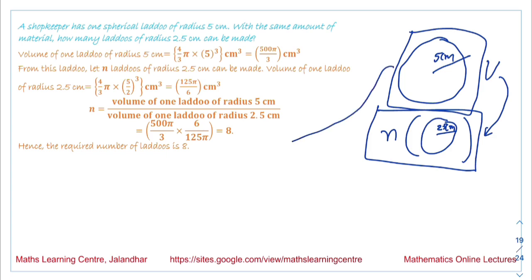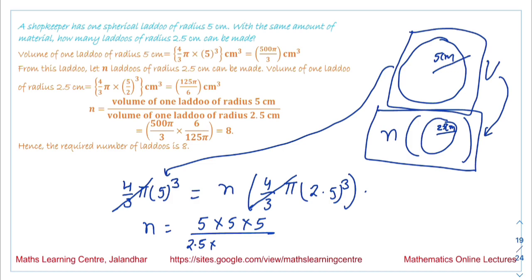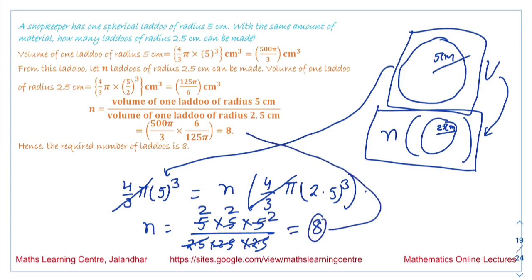So volume of this one laddu is 4 by 3 pi r cube, and volume of these n laddus is n times 4 by 3 pi r cube. So 4 by 3 pi gets cancelled, and the value of n we get is 5 into 5 into 5 over 2.5 into 2.5 into 2.5. So it is 2, 2 and 2. So the answer we get is 8. So from this one laddu of radius 5 centimeter, he can make 8 laddus of radius 2.5 centimeter.